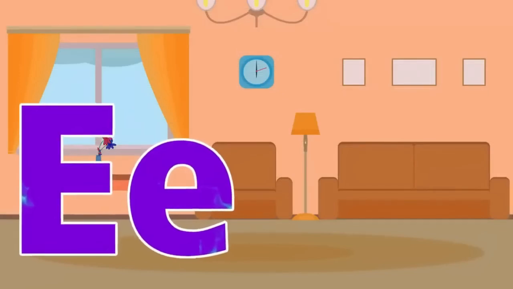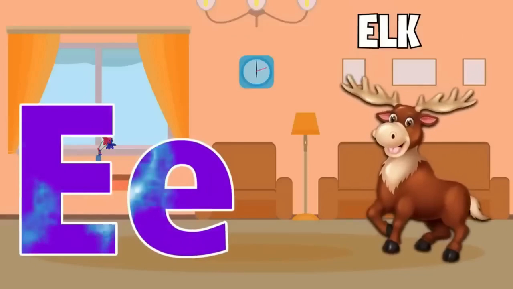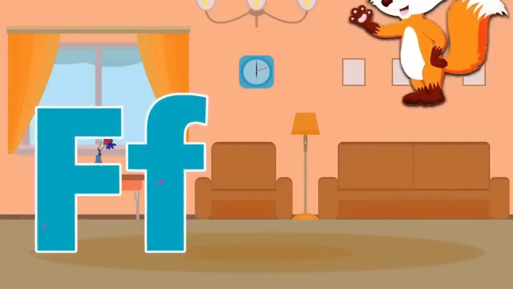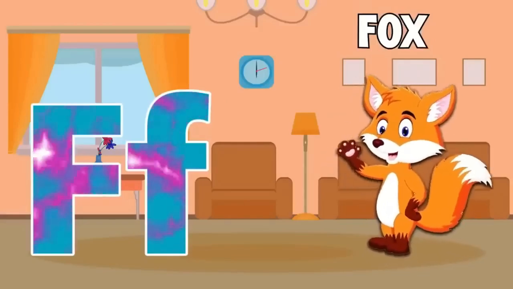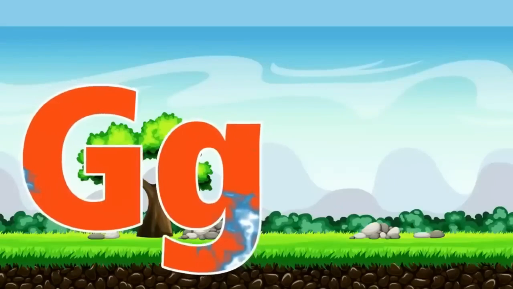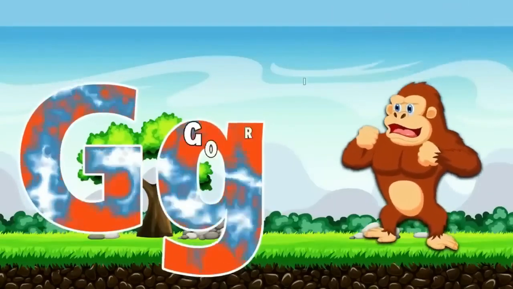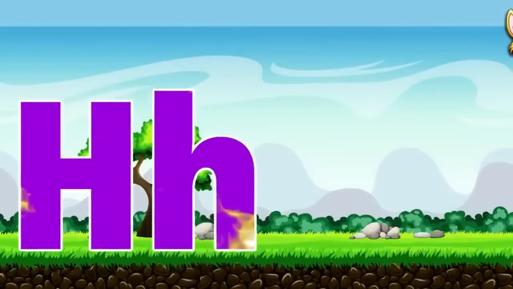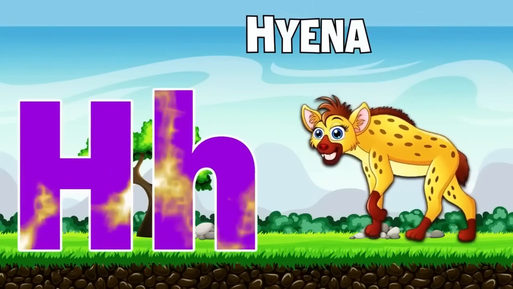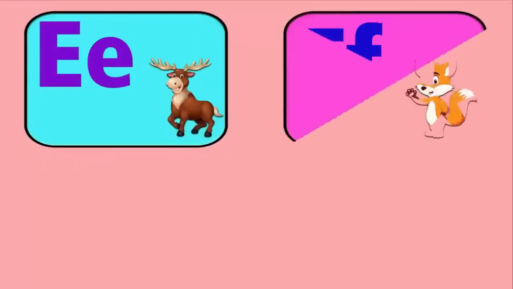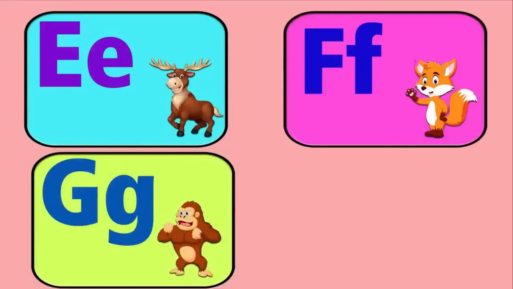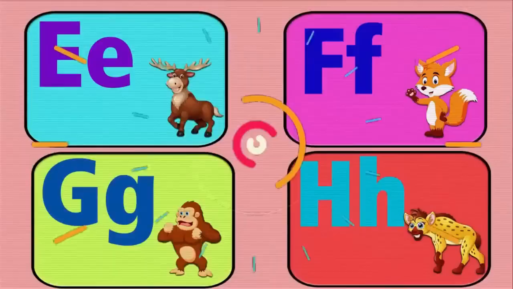Letter E. Its sound is e. Elk. Letter F. Its sound is f. F fox. Letter G. Its sound is g. G gorilla. Letter H. Its sound is h. H hyena. E for elk. F for fox. G for gorilla. H for hyena. Awesome.